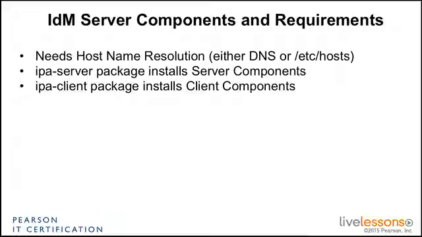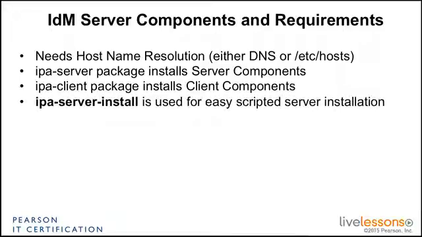In this lesson, by the way, we are not really going to use the IPA client. We are going to use authconfig instead of using the IPA client. After installing the required RPM packages, you are going to run ipa-server-install, which is providing a scripted installation, just to make it easy. The installer is going to ask some questions, you are going to provide the answers, and at the end you've got an IPA server that is up and running.